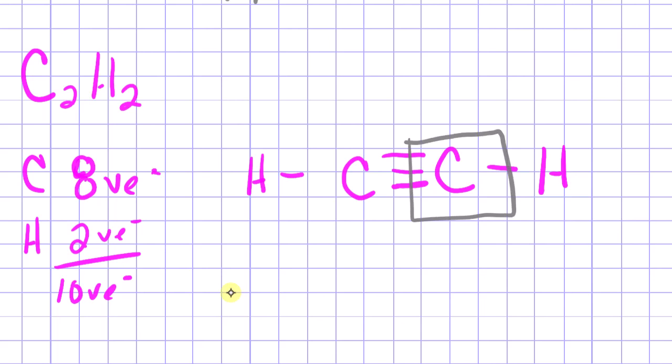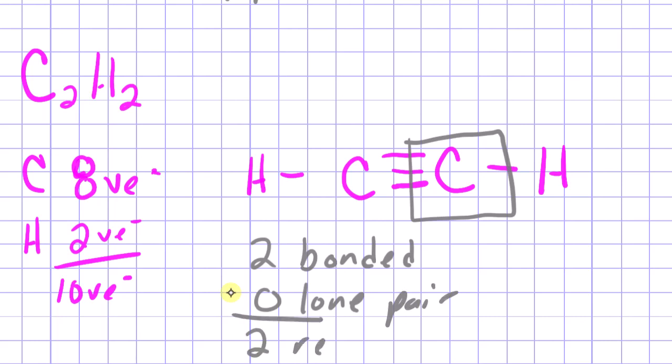In this case, I noticed that there are only 2 regions being interacted with on this box. Yes, this is a triple bond, but remember what we said. Each side of the box is a region. Even though this is 3 bonds, those 3 bonds are only reacting with one region. So I have 2 bonded regions, 0 lone pair regions, for a total of 2 regions. When you look on your chart, you will see that that is in fact linear. Hopefully some of this is making some sense.